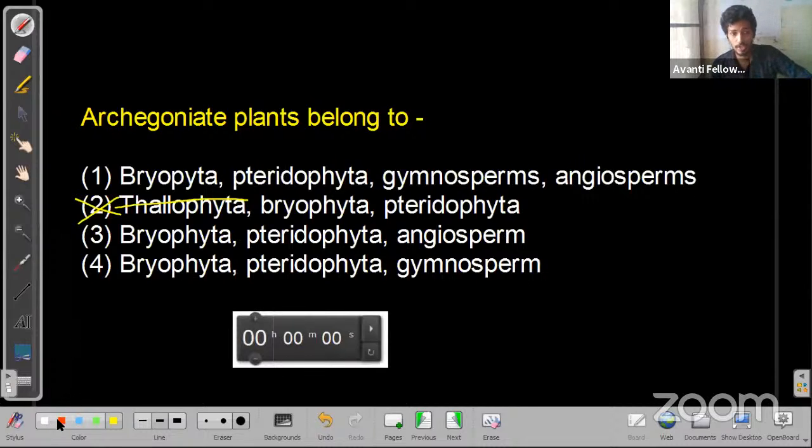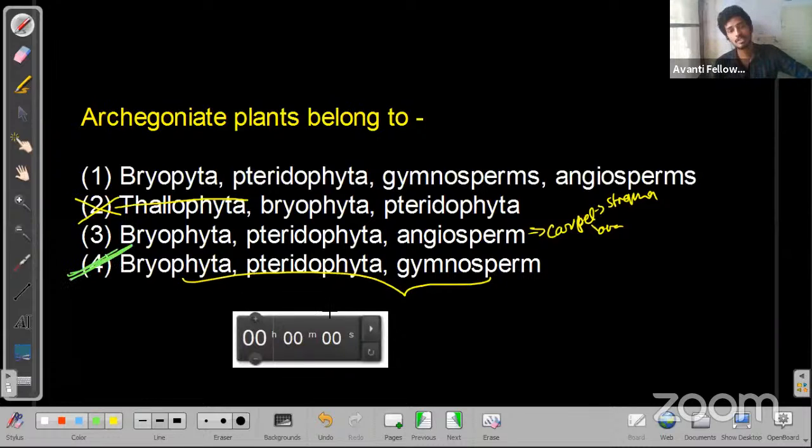And we discussed, I told you, right? The archegonia is a structure which is only present in Bryophyte, Pteridophyte, and Gymnosperms, because in Angiosperms we have different structures called carpel, which contains the stigma, the ovary, and all the other structures. So archegonia is present in only three things: Bryophyte, Pteridophyte, and Gymnosperms. So the correct answer is option 4 or option D. So that's why you have to listen to the class carefully, then you can solve it properly. Okay, so we will go to the next slide.